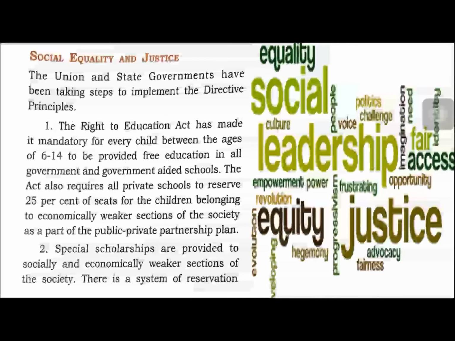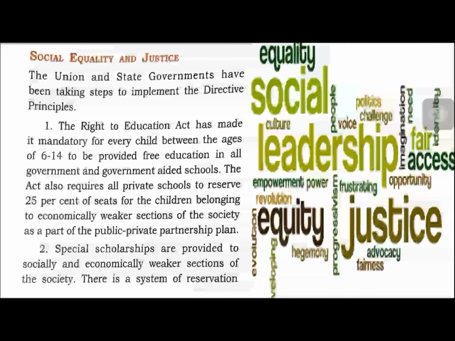In this chapter, we are dealing mostly with two categories: the ones related to social equality and justice, or the ones related to economic welfare. In today's class, we are mainly focusing on the social equality and justice part. You have studied some of these since class 7, so it's a repetition for you. So what has the government done to implement social and economic equality and justice?